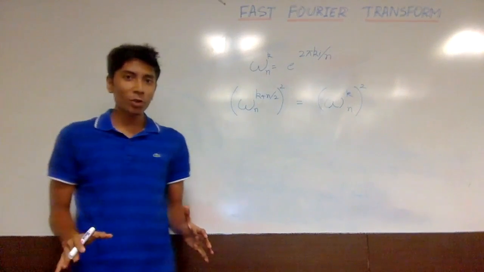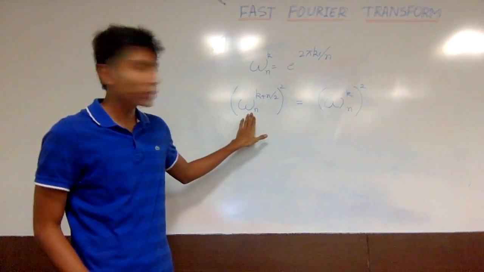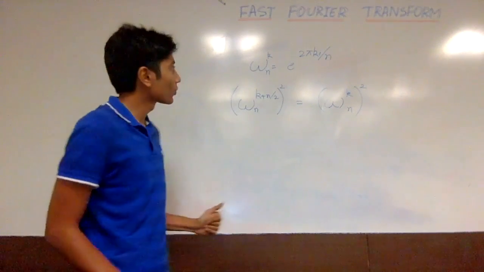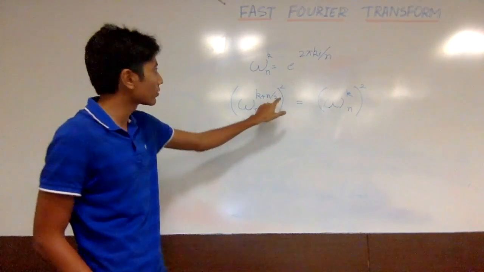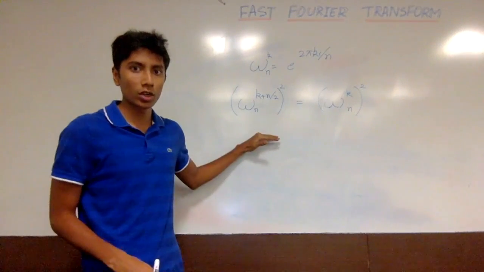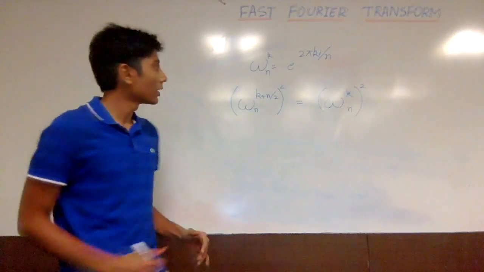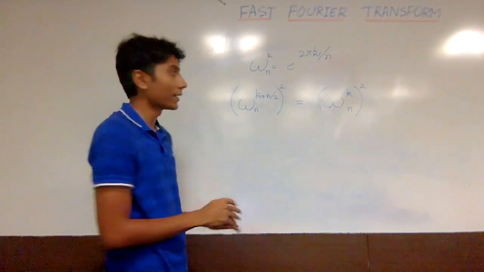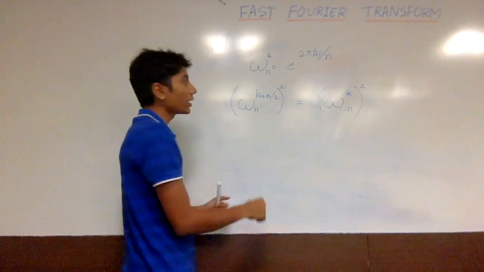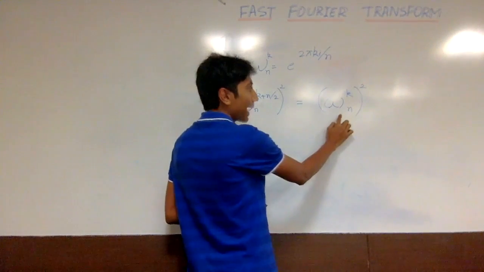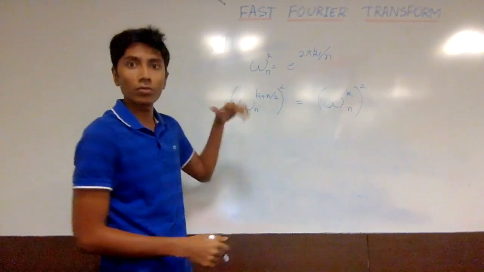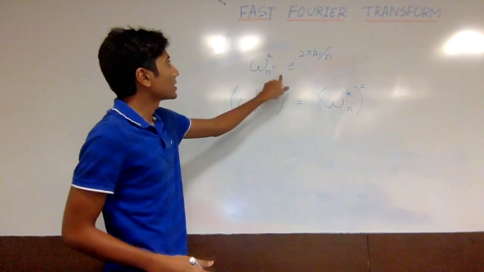And the other interesting property is that if you have the nth root raised to power k plus n by 2 and you square that. Why am I saying n by 2 instead of just multiplying this term by 2? Because n has to be even for this to work. If n is even, then this property can be applied. The nth root raised to power k plus n by 2, the whole squared, is equal to the nth root raised to power k, the whole squared.